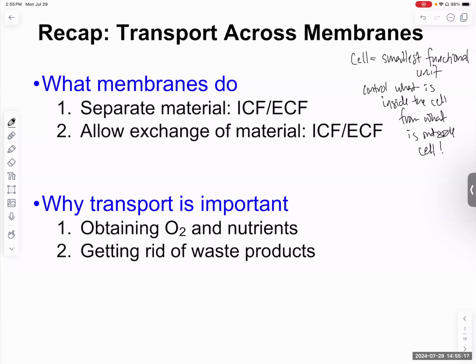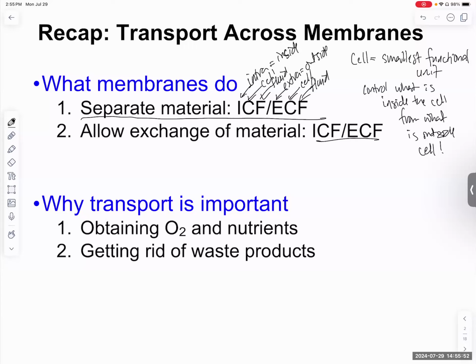And membranes do that. So membranes separate the intracellular fluid from the extracellular fluid. So that's intra meaning inside, from the extra meaning outside the cell. And the fluid, really, it's what's inside that fluid. And cell membranes are allowing for exchange of the material between intracellular and extracellular fluid.